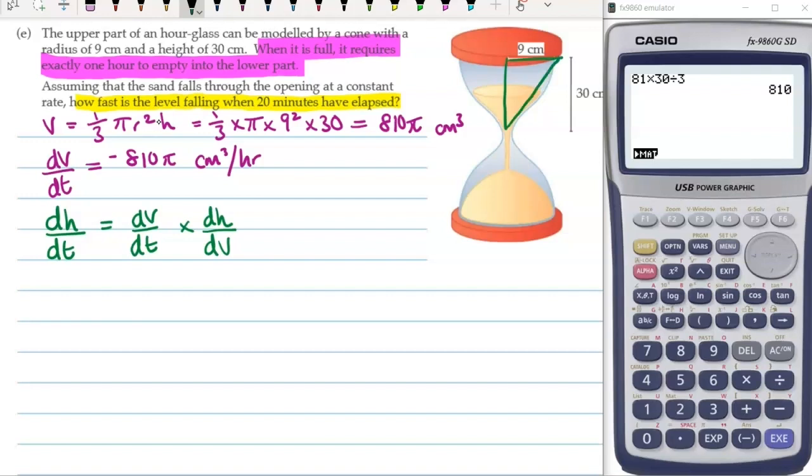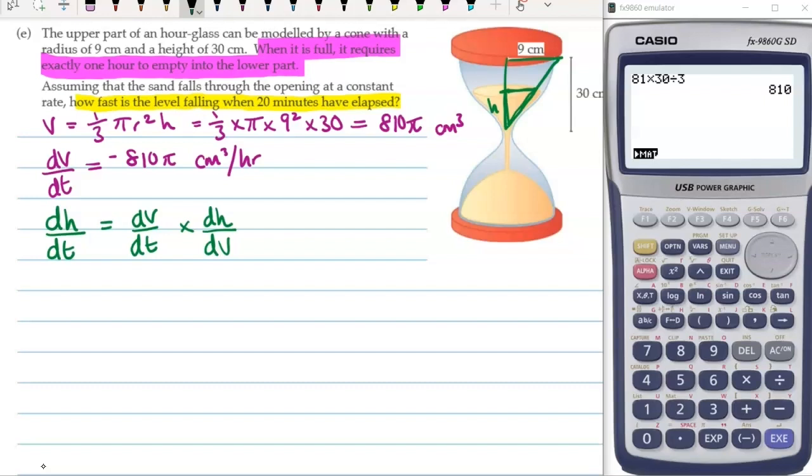where we've got h being the height of the sand, and we're starting with 9 versus 30. And as the height of the sand drops, it will still maintain this similar triangle ratio between it. That 9 to 30 ratio will continue as that sand drops. Those two parts of the triangle will reduce proportionally.